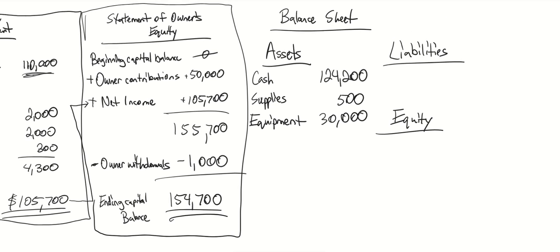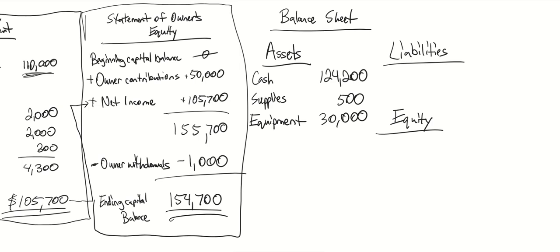The balance sheet has a certain order that the accounts need to be displayed in. I'm not going to go over too much in this video, but I will do a video where I explain the order and why it's in a specific order. But just know cash goes first. With these three accounts, cash goes first. Second is supplies. Third is equipment.